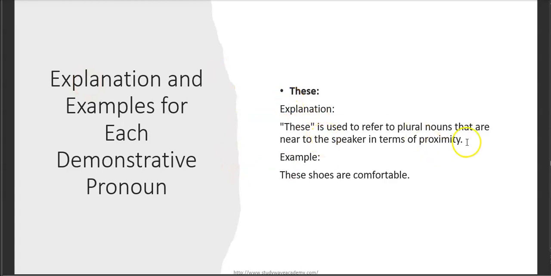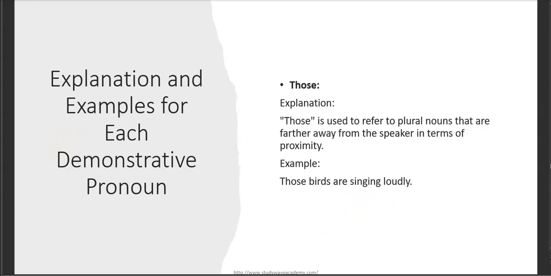Now this is used to show the plural noun and something that is near the speaker. So again, the opposite of this is these. So these shoes are comfortable. It means that there are a lot of shoes or many shoes around you, but they are all comfortable, okay? So you're pointing at something close to you. Now when you talk about those, it also shows the plural noun, but something further away from you or further away from the speaker. So for example, when you say those birds are singing, it means that the birds are far away from you, but they are singing, okay? So those shows something that is far away from you, but in plural form, okay?